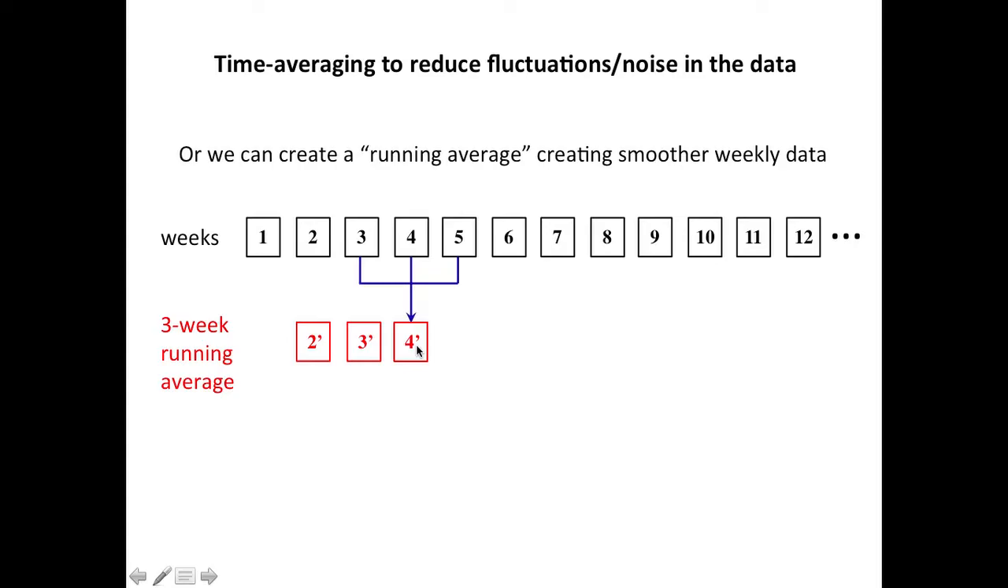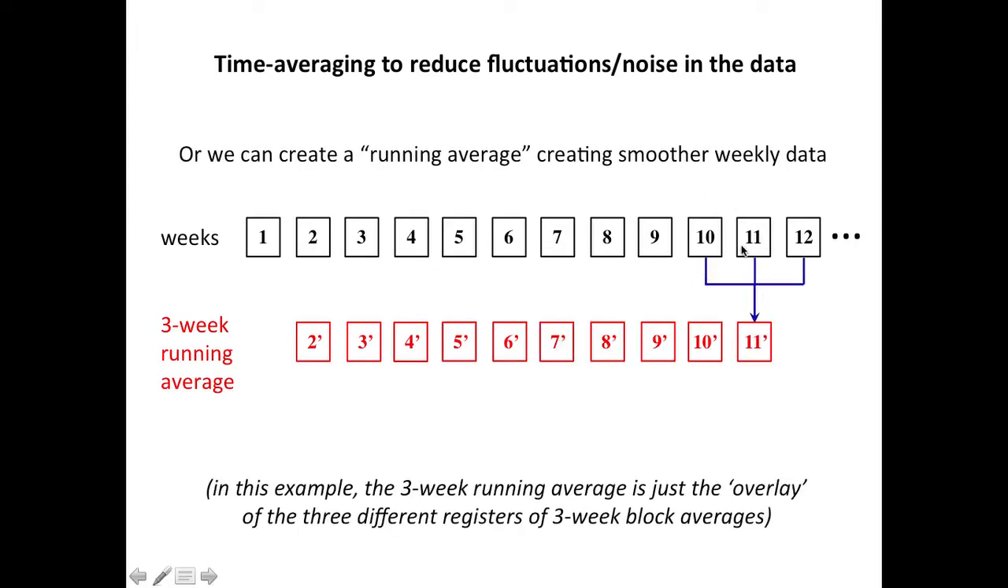And we'll do all the rest. And you can see we're up to 10, 11, 12 and getting a data point. And so this set of weekly data, which has been averaged, is a running average with a 3-week span, and will be a much smoother data set than this one.